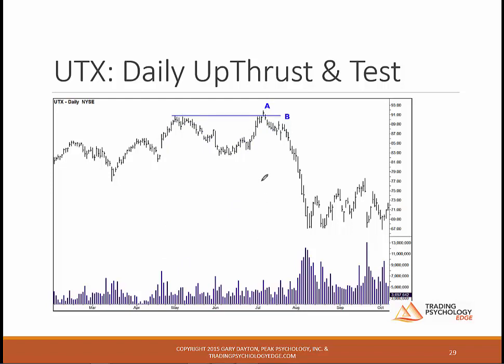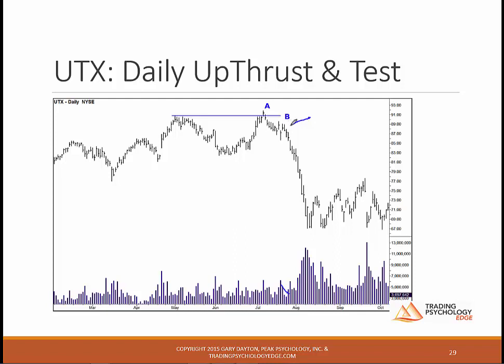Okay? So we also have at B a no demand test. We can see the volume dries up as the market tries to rally up and fails, or what is known as a last point of supply, where the rally is meeting selling. So in the upthrust we have a last point of supply because the upthrust itself is a sign of weakness and the last point of supply.